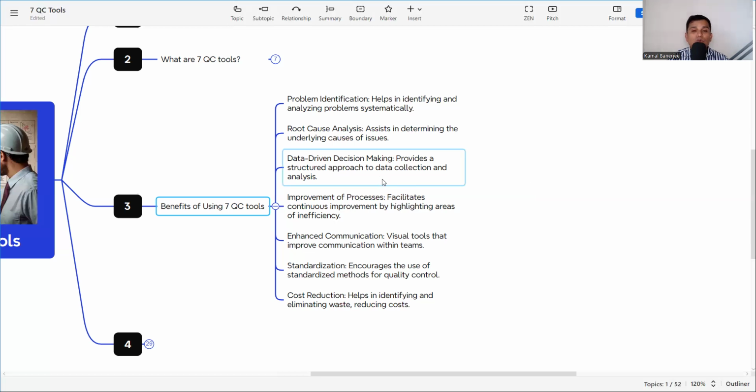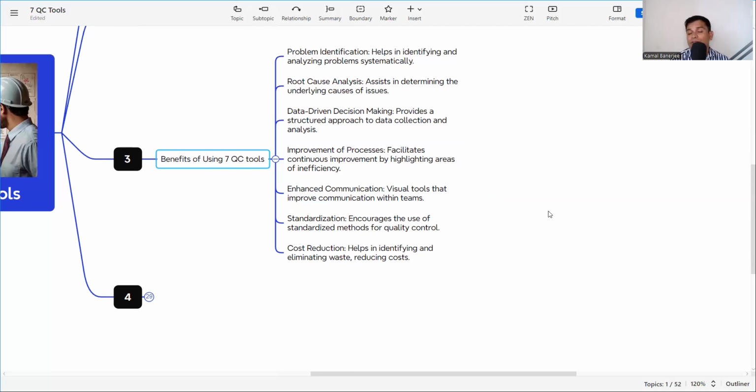So the 7QC tools are always data driven decision making, which is a quality management principle as per ISO 9001. It provides a structured approach to data collection and analysis. See, if there is no data in my hand, I cannot analyze and I cannot find out the root cause. Take the example I have given, the cracks in the concrete. If I don't have an adequate amount of data in my hand, I cannot find out why the crack is happening. That is why these 7QC tools have that analysis approach: they collect the data, then analyze and find out the root cause. So that is also data driven decision making.